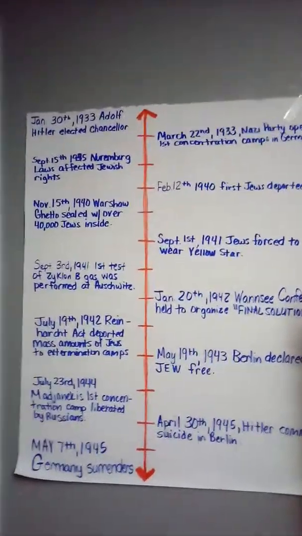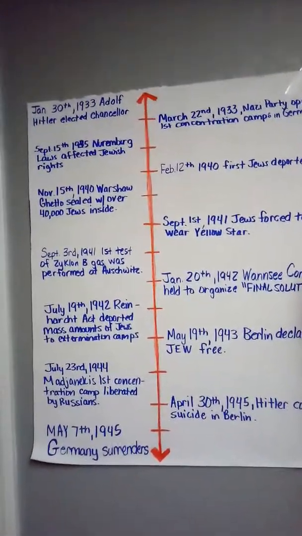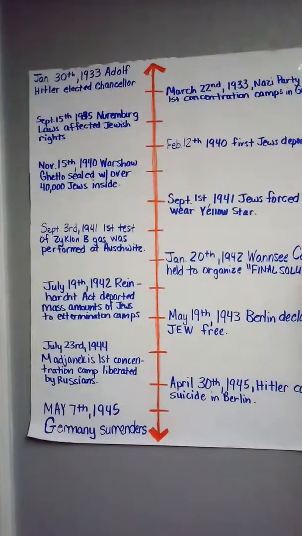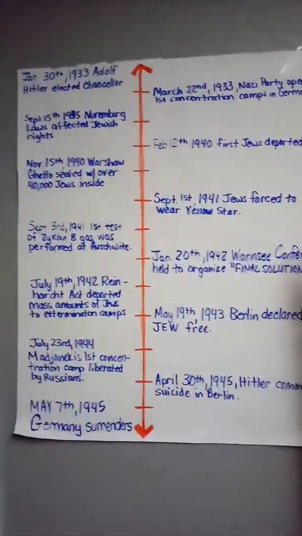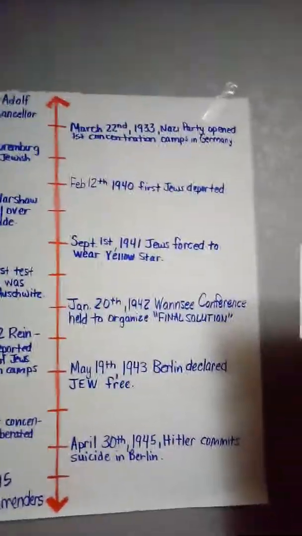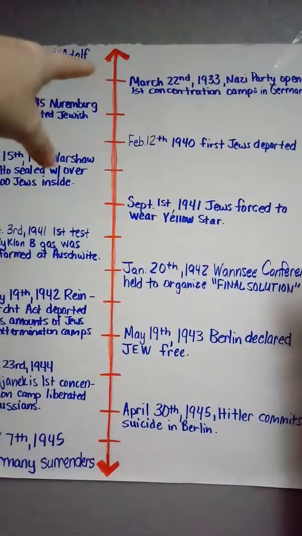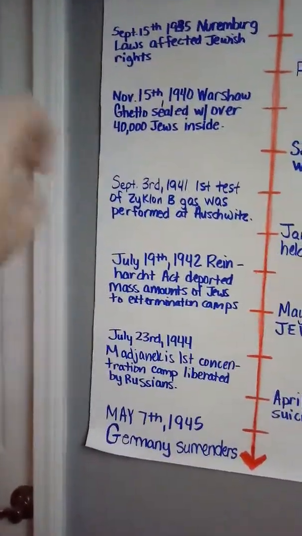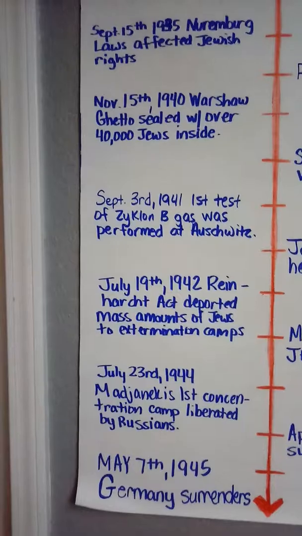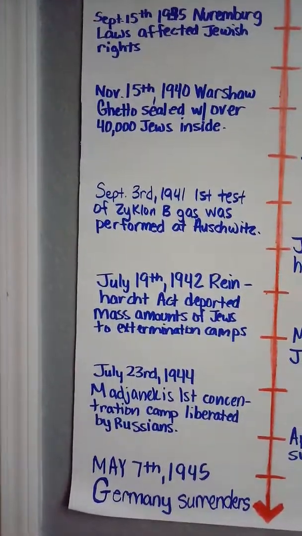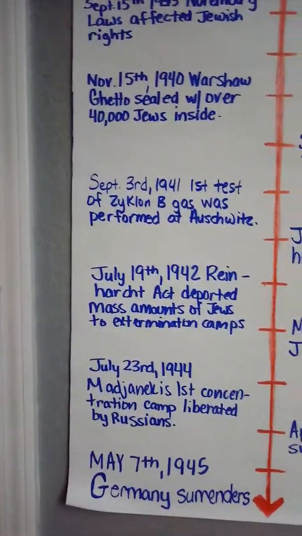And you can see at the top, January 30th, 1933, Adolf Hitler was elected chancellor. And that started the horrific treatment of Jews and other minority groups. You can see down here, the second one on the right, February 12th, 1940, the first Jews were deported. Then down here on the left, the 4th one down, September 3rd, 1941, the first test of Zyklon B gas was performed at Auschwitz concentration camp.